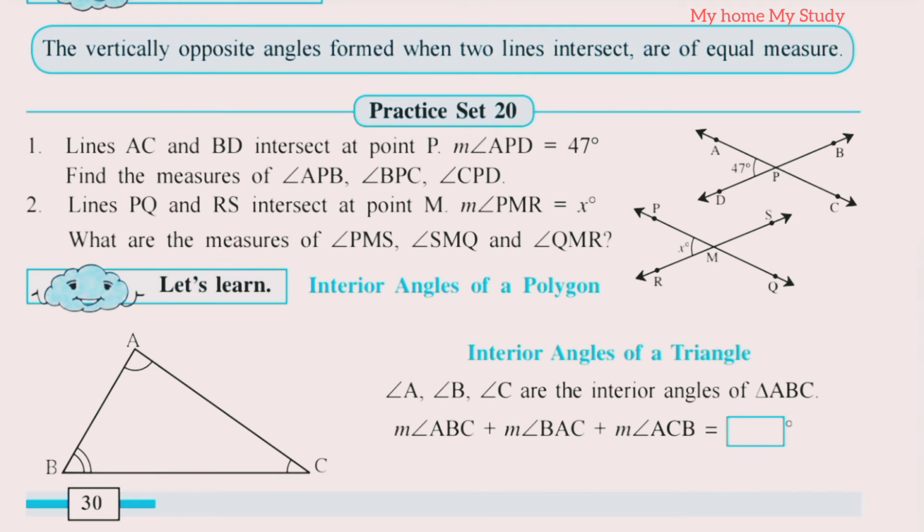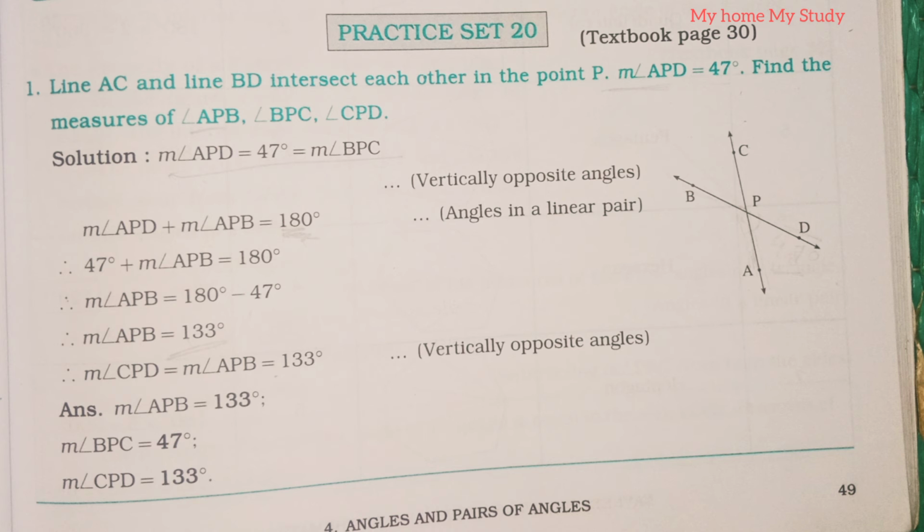Practice set number 20, first question, line AC and BD intersect at the point P. Measure of angle APD is equal to 47 degree. Find the measures of angle APB, BPC and CPD.